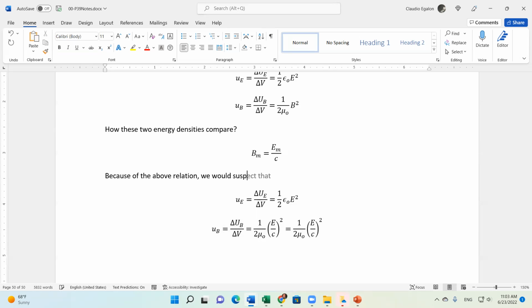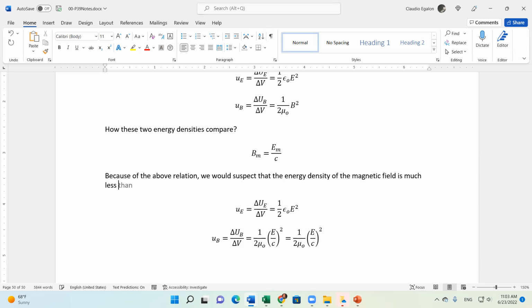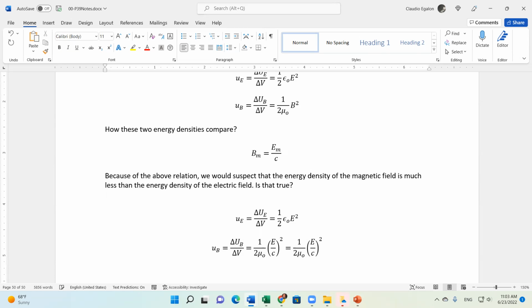Because of the above relation, we would suspect that the energy density of the magnetic field is much less than the energy density of the electric field. The question is, is that true? Let's see if that's true or not.